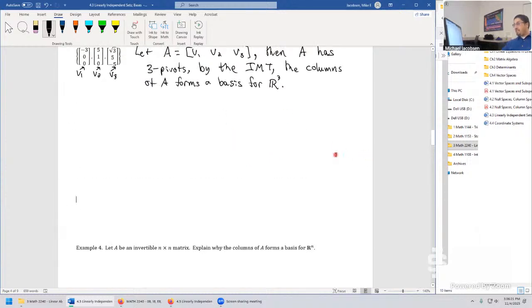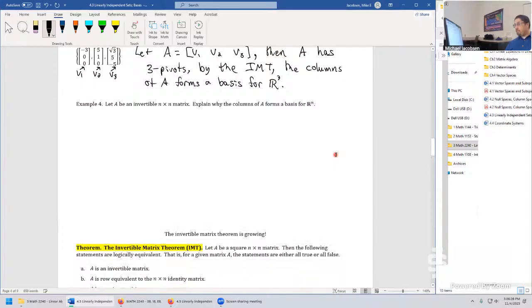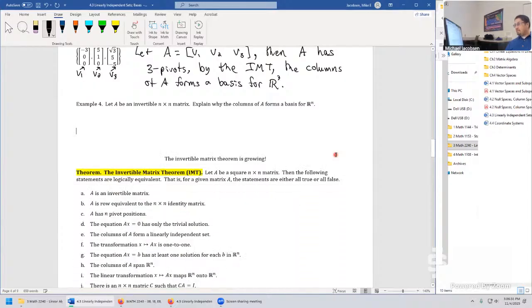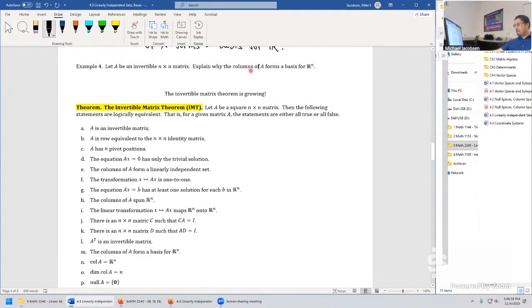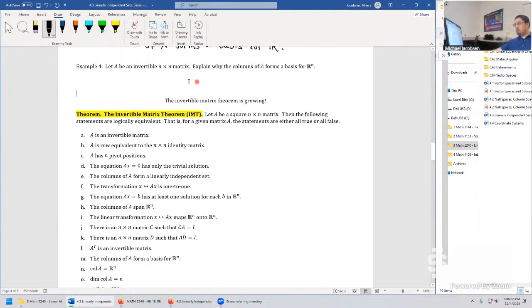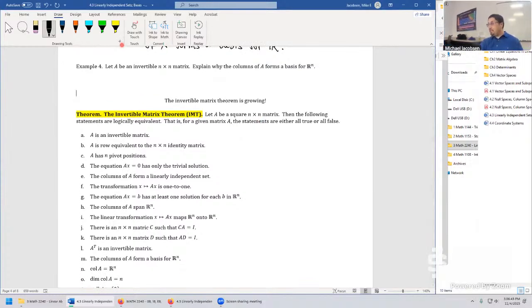I guess before that, let's tie together this last concept here. Example 4 was meant to go along with this right here, the invertible matrix theorem. It's a list that just keeps on getting bigger and bigger. I think that gives us enough space. So this one, example 4, is kind of a short one, just a reminder that a lot of these things about bases can be resolved just through the invertible matrix theorem in this part right here.